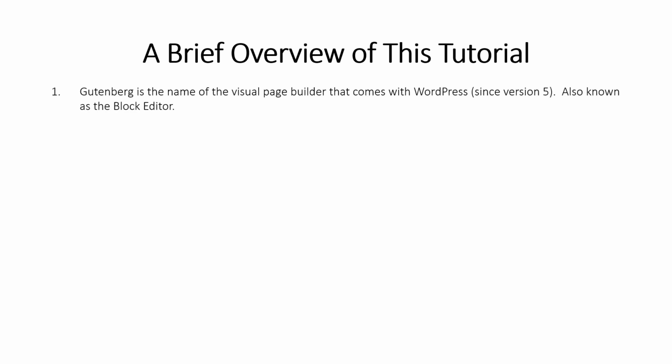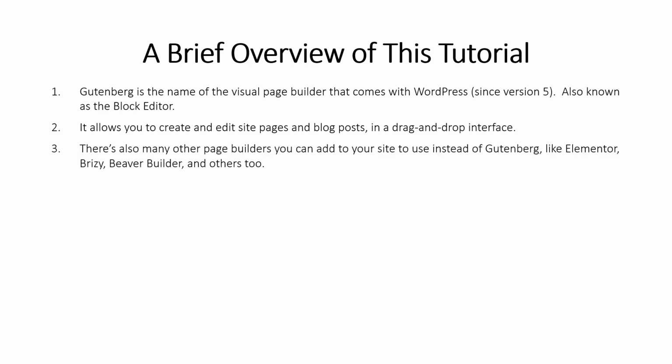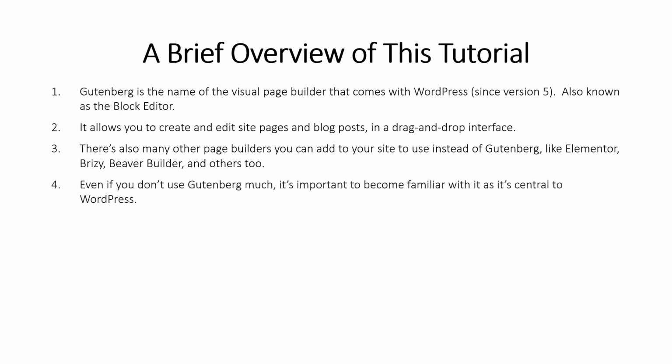Gutenberg is the name of the visual page builder that comes with WordPress since version 5, also known as the block editor. It allows you to create and edit site pages and blog posts in a drag-and-drop interface. There are also many other page builders you can add to your site to use instead of Gutenberg, like Elementor, Brizy, Beaver Builder, and others too. Even if you don't use Gutenberg much, it's important to become familiar with it as it's central to WordPress.